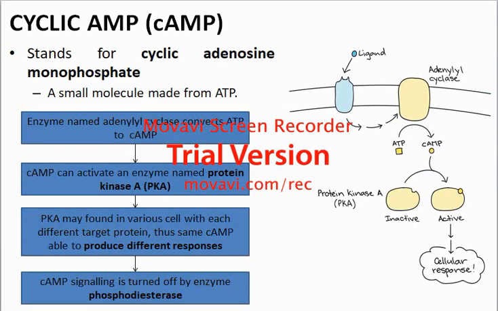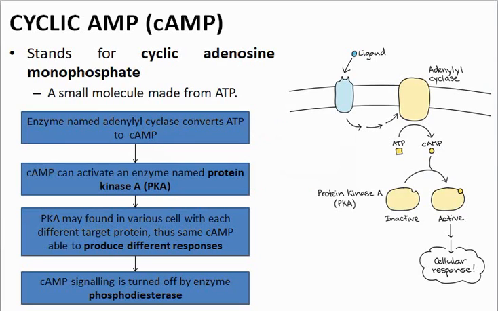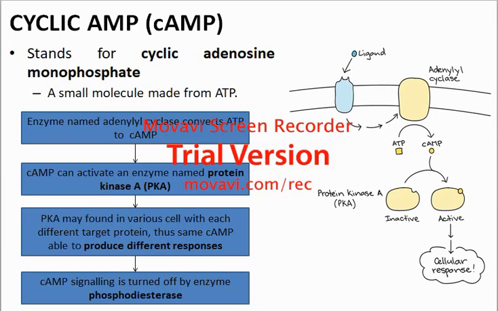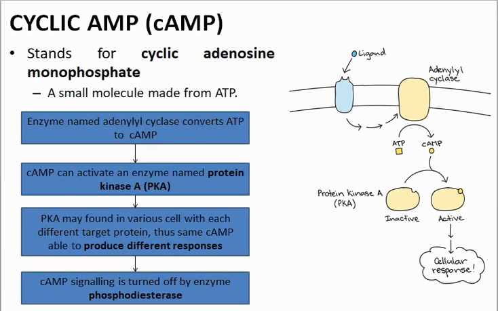Another second messenger used in many different cell types is cyclic AMP, or cAMP, which stands for cyclic adenosine monophosphate. It is a small molecule made from ATP. In response to signals, an enzyme called adenylyl cyclase converts ATP into cAMP, removing two phosphates and linking the remaining phosphate to the sugar in a ring shape.